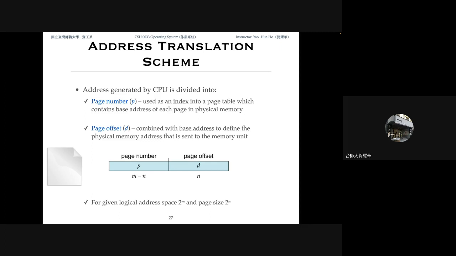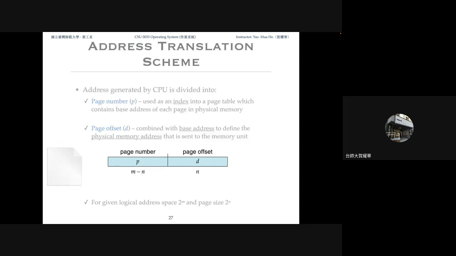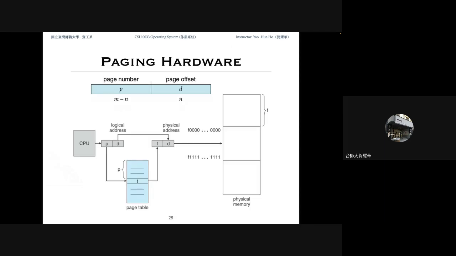So for a given logical address space of 2 to the m, where m is the number of bits for the pages, and page size is 2 to the n, the size of each specific page. So instead of using the base and limit register to figure out the actual address space, the CPU accesses a logical address, and that logical address gives you a page number and a page offset.